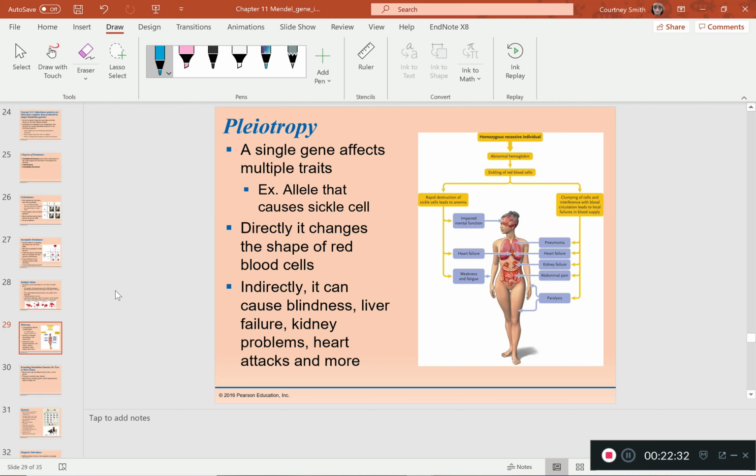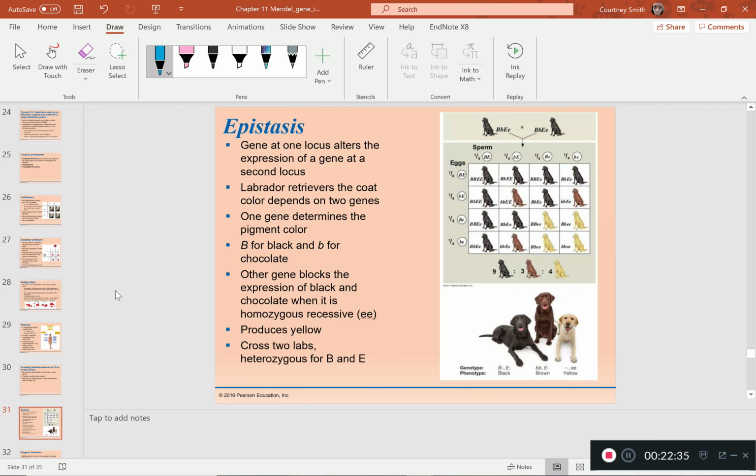How does epistasis modify Mendelian rules? So what epistasis is, first of all, is that a gene located at one locus can alter the expression of a gene at a second locus. Meaning that alleles of one gene may mask or conceal another allele. That's pretty much all I want you to know about epistasis. I'm not going to ask you to do an epistasis problem on the test probably, but I'll definitely ask you about the concept of epistasis.